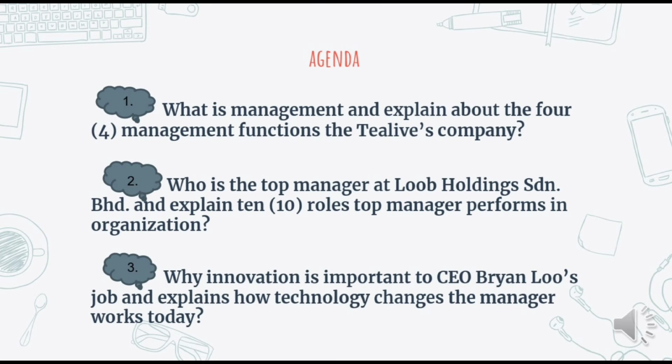Before we get started, let's see the agenda about my presentation. Number 1. What is management? And explain about the 4 management functions in the company. Number 2. Who is the top manager at Loop Holdings Sdn Bhd? And explain 10 roles top manager performs in organization. Number 3. Why innovation is important to CEO Brian Lu's job? And explain how technology changed the manager works today.